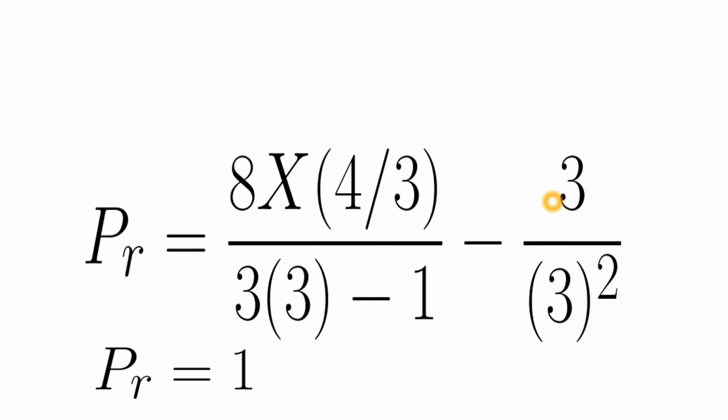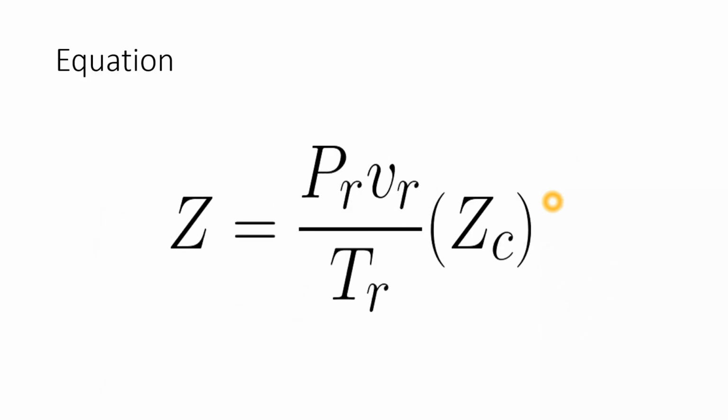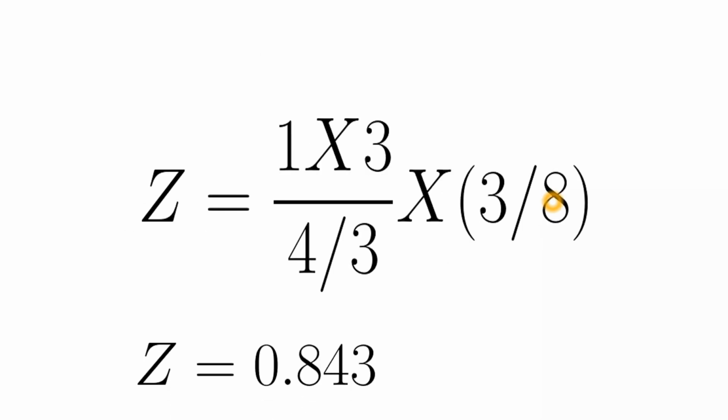Now we have PR, VR and TR, and ZC is also given, that is 3 by 8. So we put the values. Z is equal to 1 into 3 upon 4 by 3 into 3 by 8. From this we get the answer Z is equal to 0.843. So this is the right answer as per the official answer key from GATE IIT Bombay.